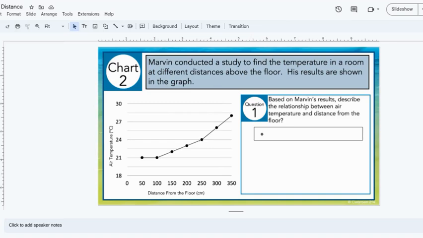So we have 5 questions that you're asked every day. One of them is independent variable. Independent variable is on the x-axis. Distance from the floor is our independent variable. Our dependent variable is the air temperature. So our cause and effect statement is going to be real easy on this one.